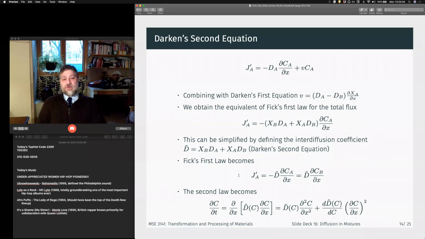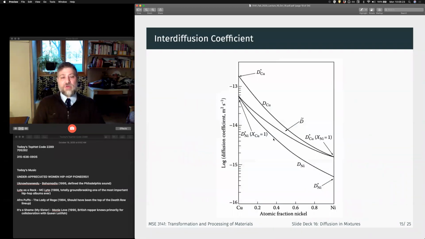So we can use this to write Fick's first law in a form that we understand: the total flux of A is equal to the negative of our interdiffusion coefficient times our concentration gradient in A. Or we can use the concentration of B, because the concentration gradients of A and B are trivially related. And if we plug this in, we end up with our second law in the form that we talked about before. And that's where we'll stop.